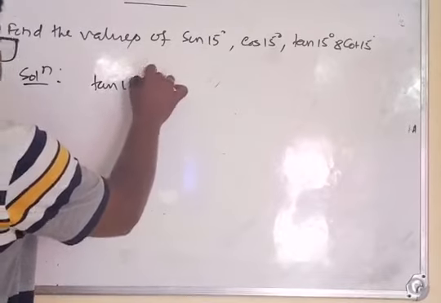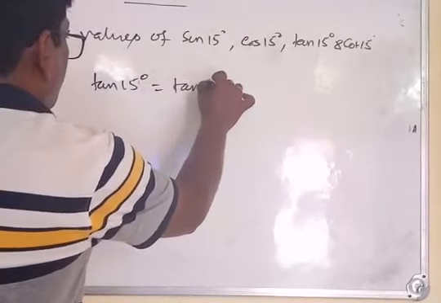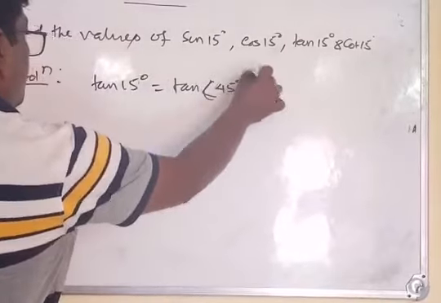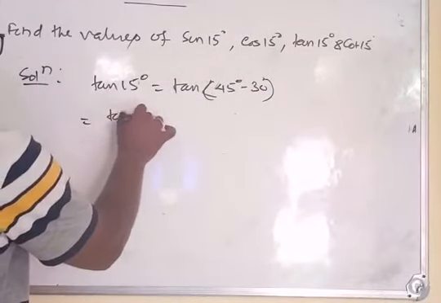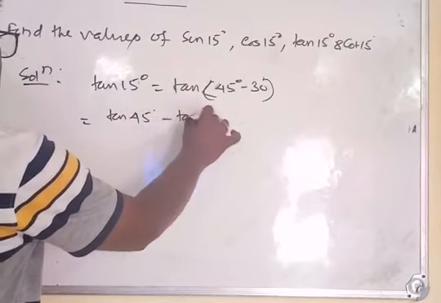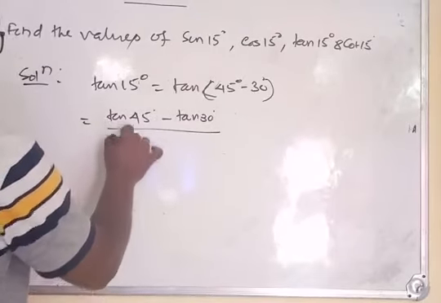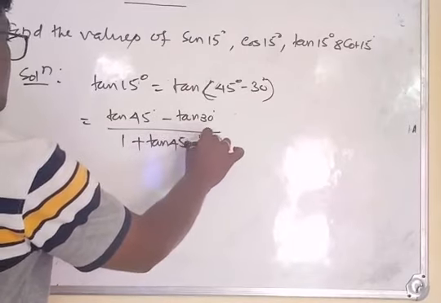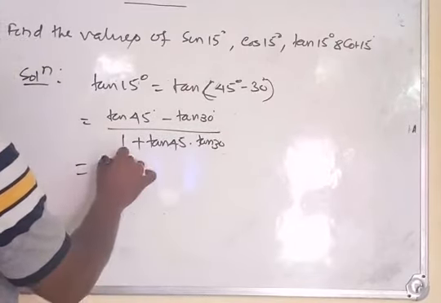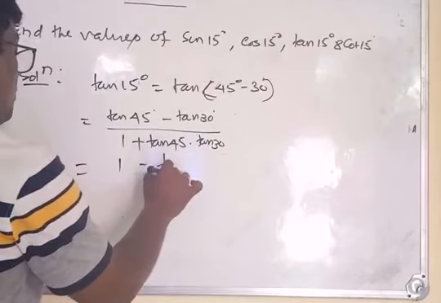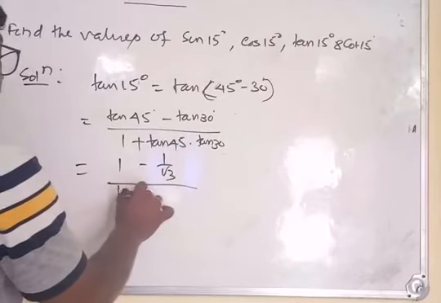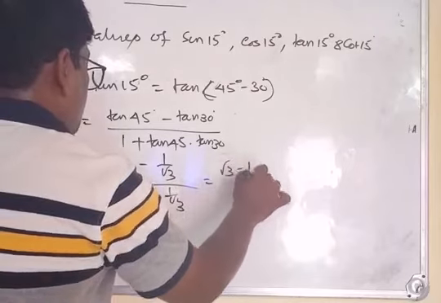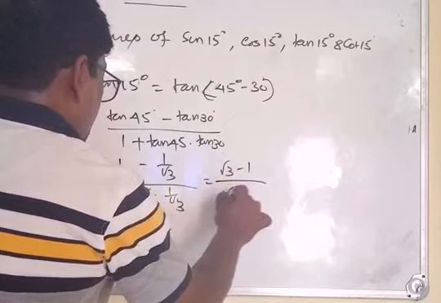Tan 15 degree is equal to tan (45 minus 30), that is equal to (tan 45 minus tan 30 degree) divided by (1 plus tan 45 degree into tan 30 degree), which is equal to (1 minus 1 by root 3) divided by (1 plus 1 into 1 by root 3). This is equal to (root 3 minus 1) divided by (root 3 plus 1).